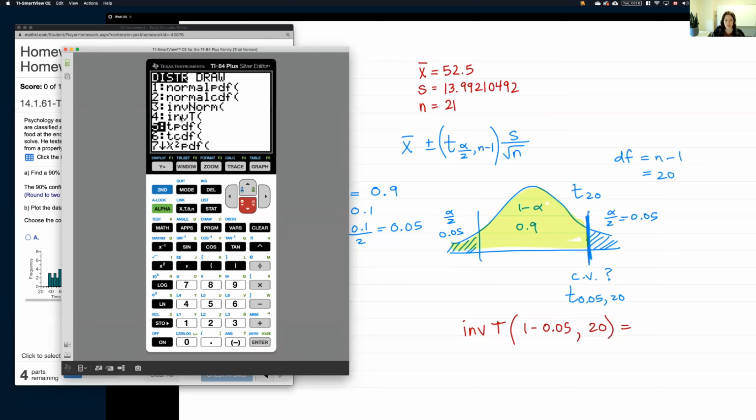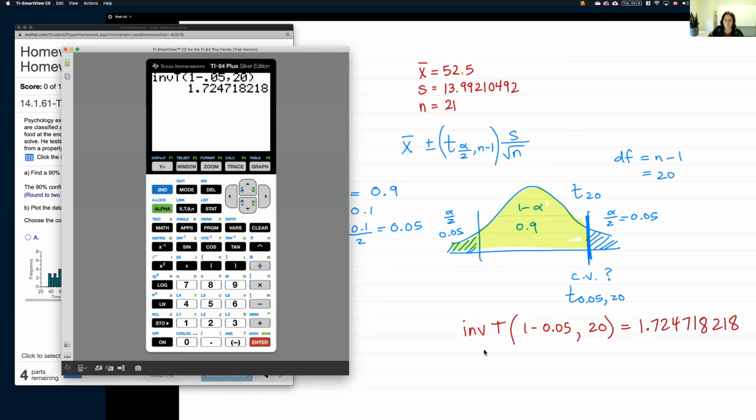If you don't have an inverse t on yours, there are some instructions on Piazza about how to get an inverse t. You have to program it into your calculator. So there's inverse t. The area to the left is 1 minus 0.05, and my degrees of freedom is 20. And so I get for my critical value here, there it is, and I'm going to write it down with as many decimal places as possible. 1.724718218. Then from there, you're ready to work it all out in one calculation.